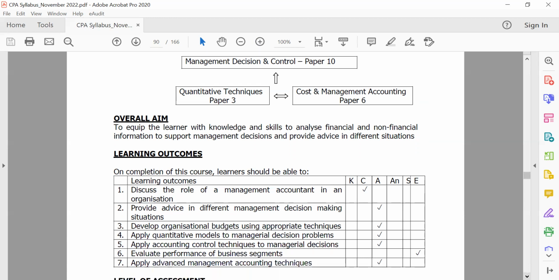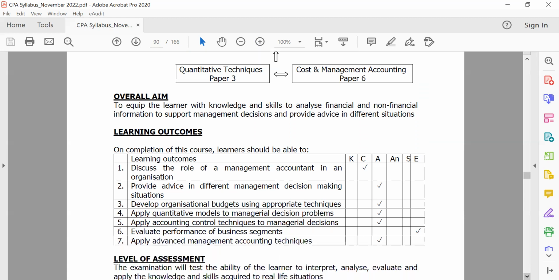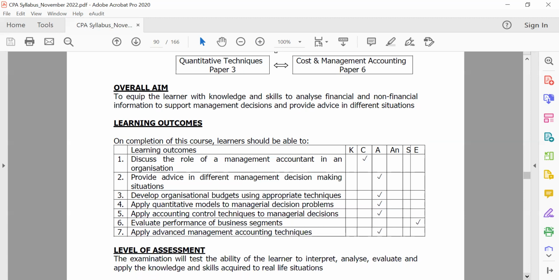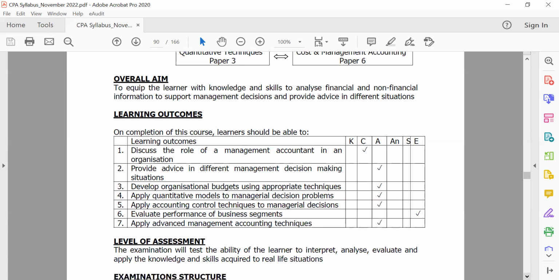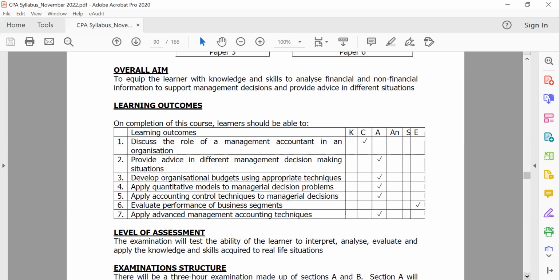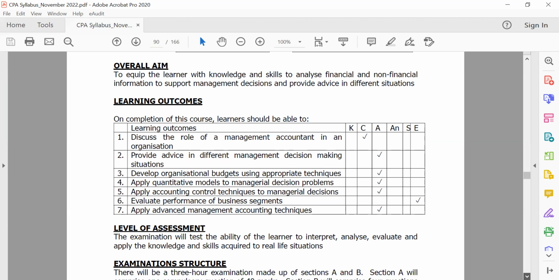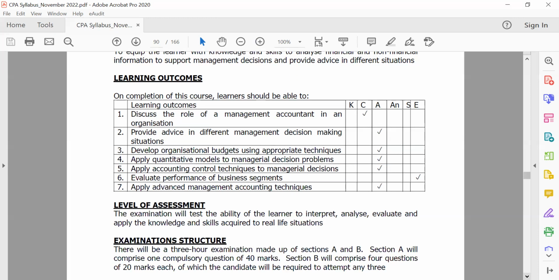So this paper is, of course, examined as a CPA paper, and usually it is trying to test how you're able to interpret, analyze, evaluate, and apply knowledge and skills to real life situations. As we shall see how some of the questions are structured, especially for this paper.